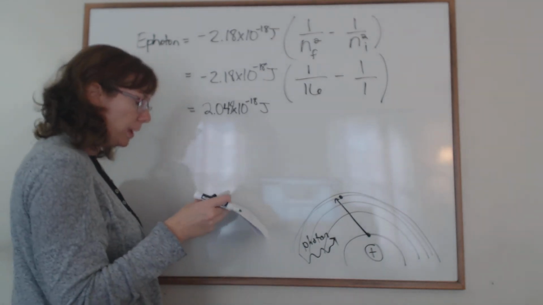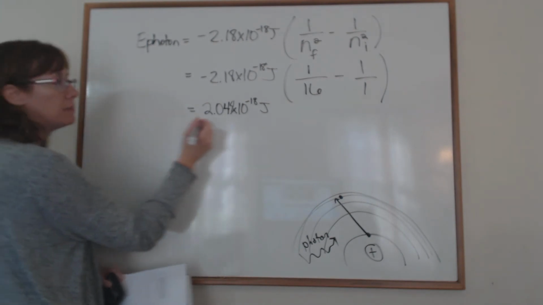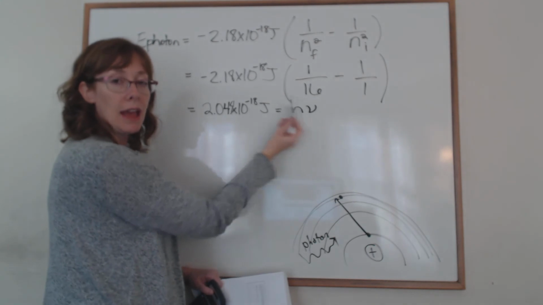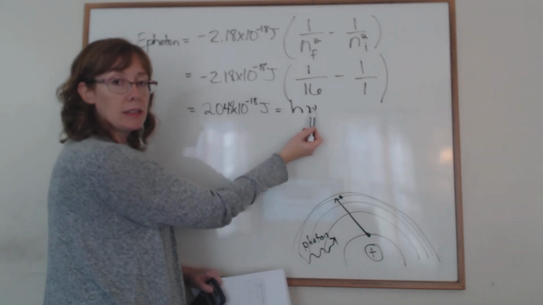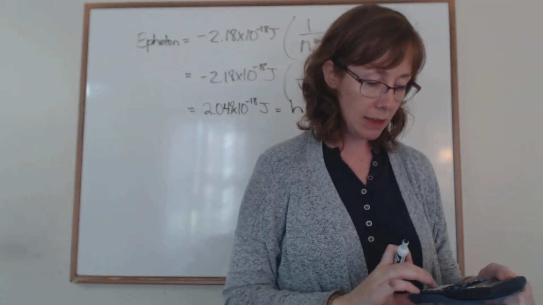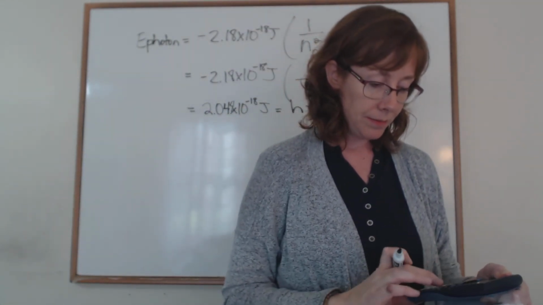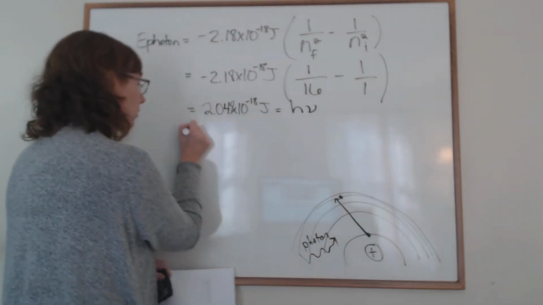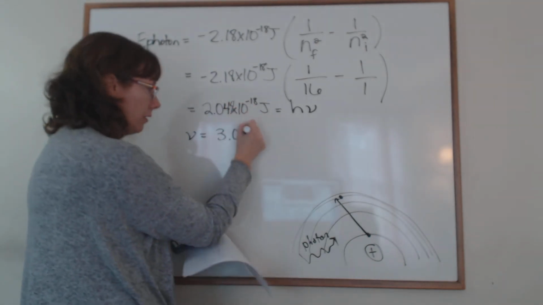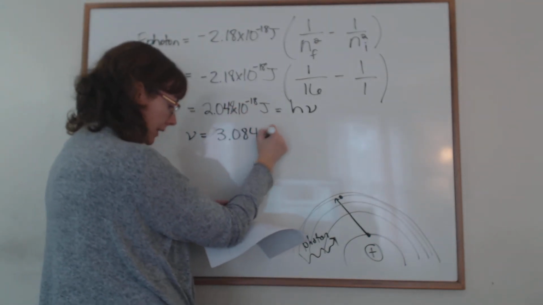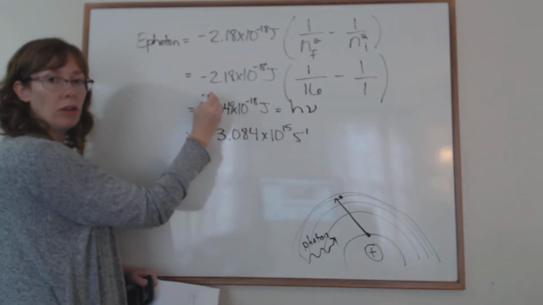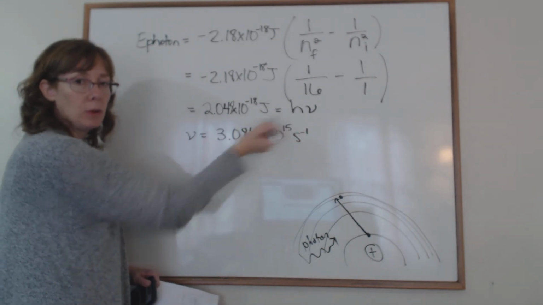Now we are trying to get the wavelength. So that's the energy of a photon. If I set that equal to h times frequency, E photon equals h times frequency, I can solve for frequency by just dividing by Planck's constant. So I'm going to go ahead and divide by Planck's constant. I'm getting a frequency equal to 3.084 times 10 to the 15th, and it's going to end up being s to the minus 1. So this equation here is just that early one, E photon equals h times frequency.